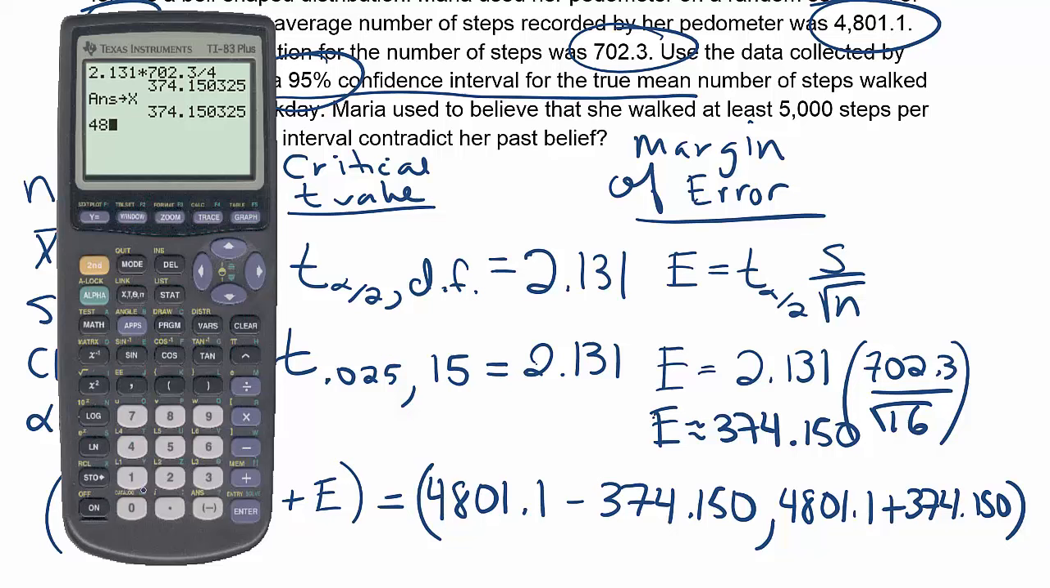So 4,801.1 minus the error, and then the same thing plus the error.